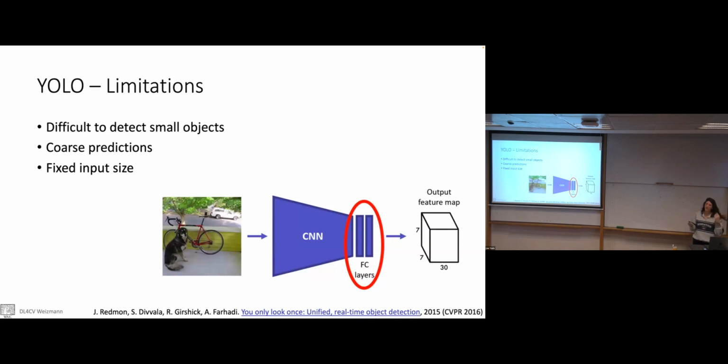Whereas if you have a fully convolutional network, you can work on different resolutions. But because of this fully connected layer.